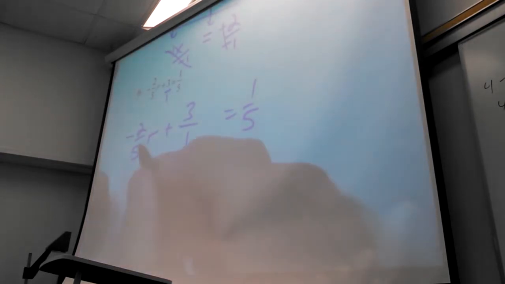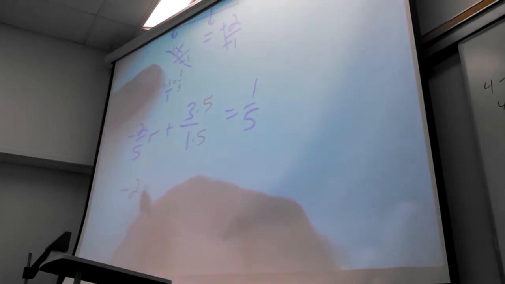So here, number 6, how do you make this, that's not in line with everybody else, get in line? By 5. So now I've got negative 2r over 5 plus 15 over 5 equals 1 over 5. So what can I do? Multiply by 5. Yeah. Okay. All the bottoms are the same. You multiply by 5 because I need to make all the bottoms the same.